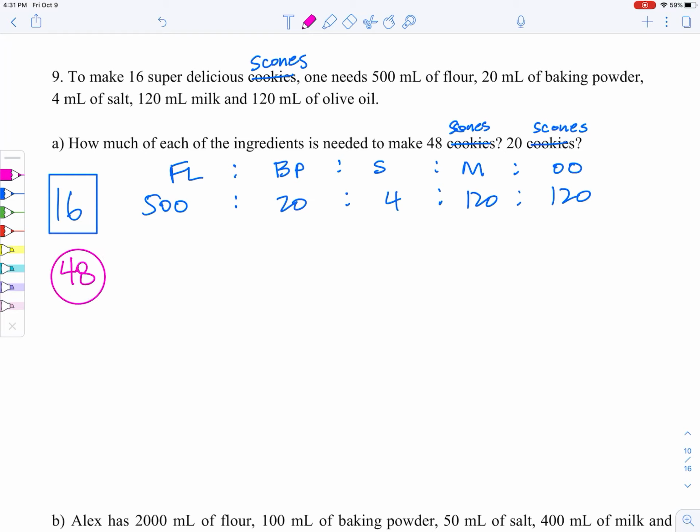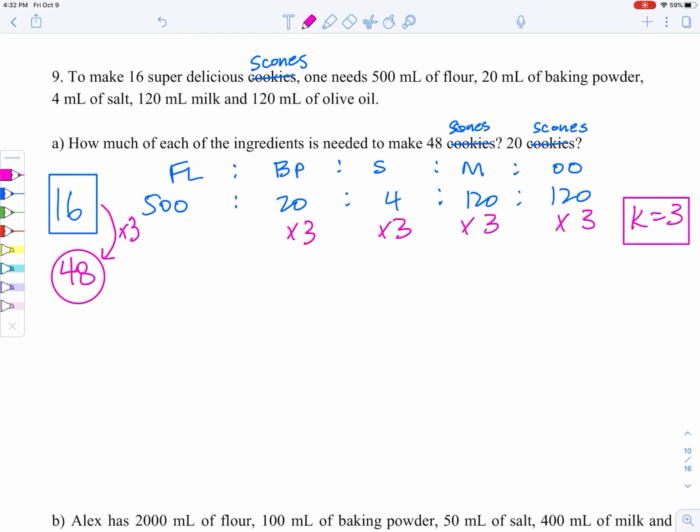So if we want to make 48, the first thing I'm going to do is to see how many times 16 divides into 48. And what would you have to multiply 16 by to get 48? The answer is that I'd have to multiply it by 3. So then for the ingredients to make 48 scones, I'd have to take every single part and multiply it by 3. So really that 3 is going to be our scaling factor. It's like saying that K equals 3 because we're multiplying every single part by that.